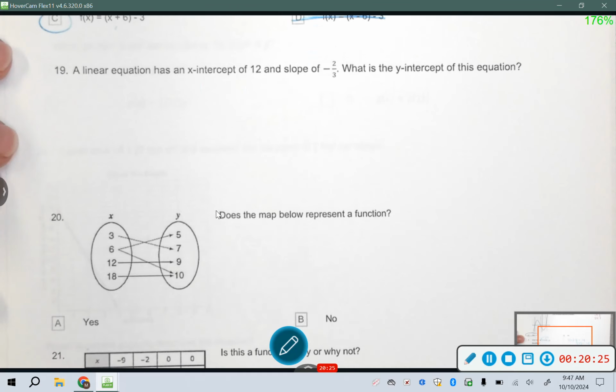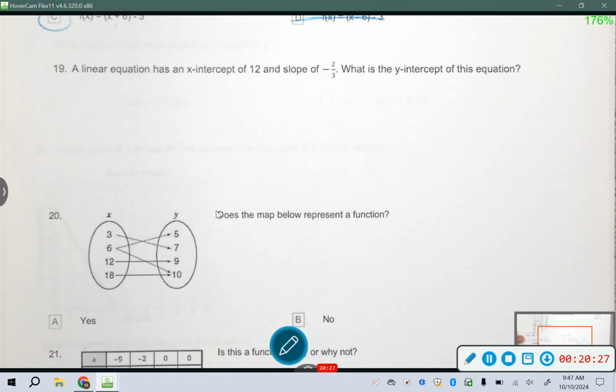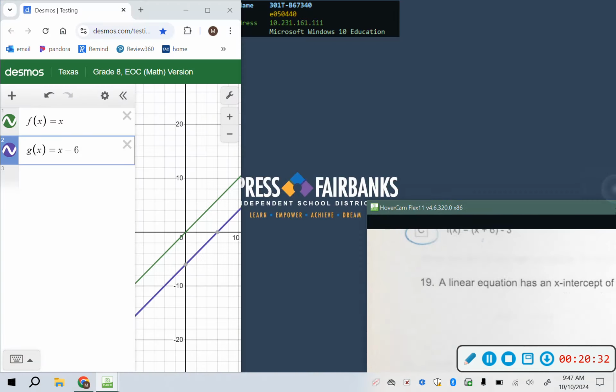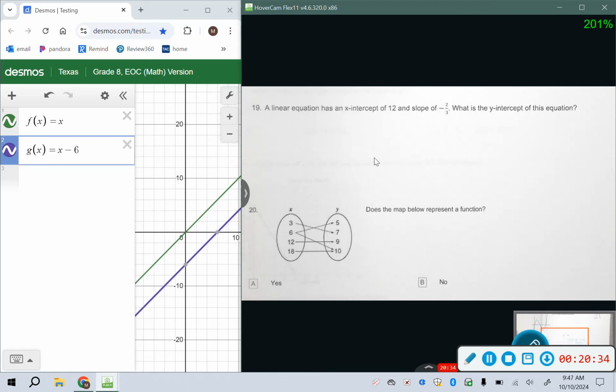Okay, look at number 19. Number 19 is another problem where you have to show your work. There's not a lot of work to show, so I need you to pay super close attention so you know what that looks like. It says a linear equation has an x-intercept of 12.